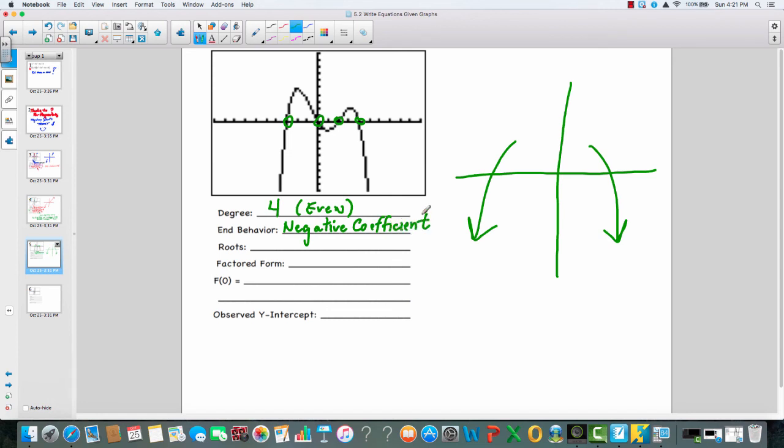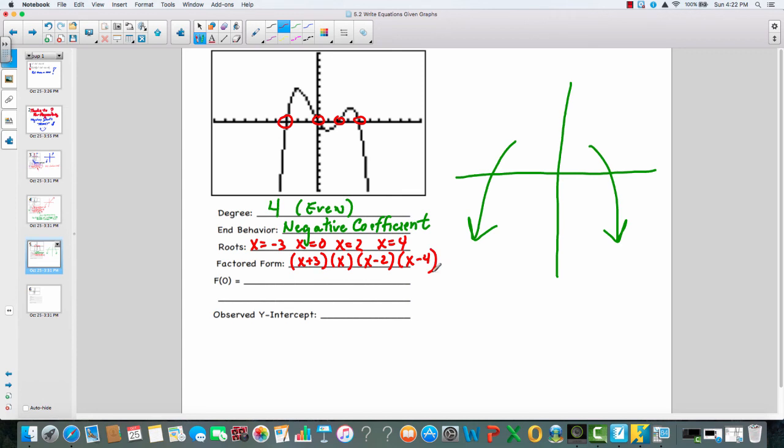Okay? What are my roots? Again, pretty straightforward. They're here, here, here, and here. So x equals -3, x equals 0, x equals 2, and x equals 4. Let's put that into factored form. Remember, change the signs of your roots. X plus 3. What happens when you have x equals 0? It's just x. X minus 2 and x minus 4.